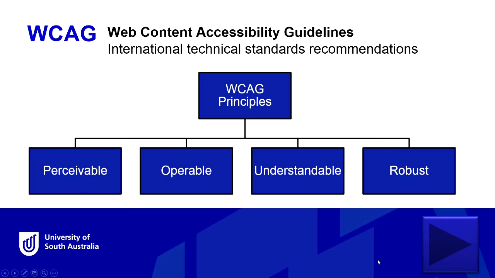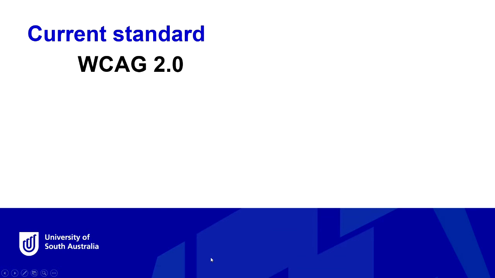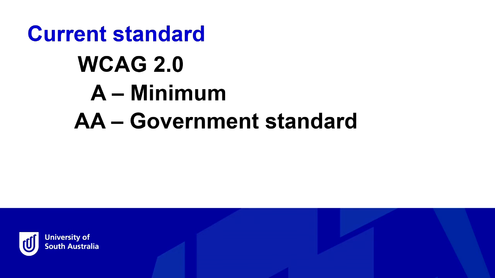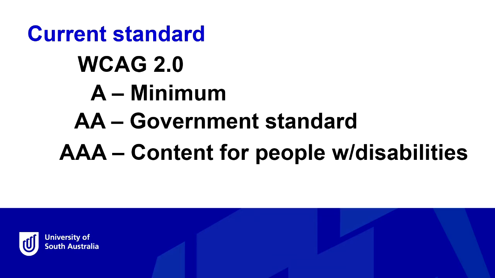So those are the 4 principles that underlie web content accessibility guidelines: that content is perceivable, operable, understandable, and robust. The current WCAG standard is 2.0, the second major iteration. It can be applied at 3 levels. Level A is the base level required for people to be able to interact with and understand content. The AA standard is the standard that the Australian federal and state governments have set for their websites. AAA standard is the standard set for website content aimed specifically at people with disabilities.